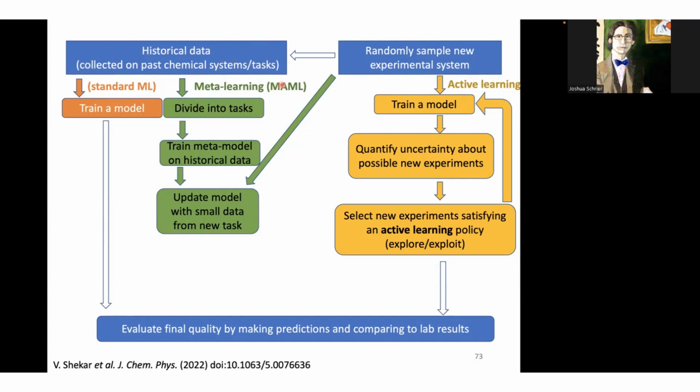And then when we want to actually use this in the lab, we're going to go and sample some small amount of new experiments, right? And in fact, what we did is that we said you're only allowed to get 10 new data points in this new kind of system. And now your meta model has to incorporate those and then make predictions going forward.